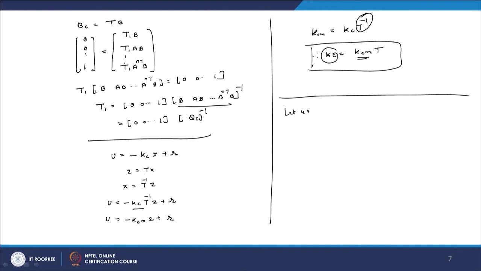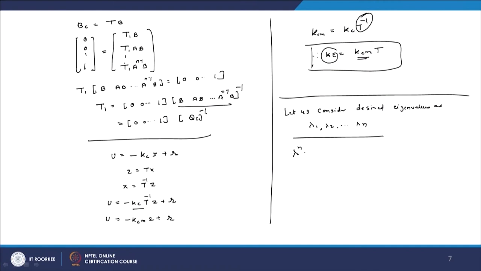So therefore, what we are assuming is that we have a desired eigenvalue. Let us consider the desired eigenvalues as lambda 1, lambda 2, say lambda n. So based on the desired eigenvalues, we can write down the characteristic equation. The characteristic equation we can write down as lambda n plus alpha 1 lambda raised to n minus 1 plus alpha 2 lambda raised to n minus 2 plus alpha n equal to 0. This is our desired characteristic equation.